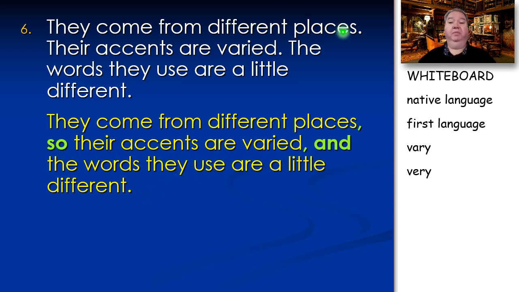So remember, period changes to a comma, capital T changes to a lowercase t. Period changes to a comma, capital T changes to a lowercase t. They come from different places. As a result of that, therefore, so. They come from different places, so their accents are varied, and the words they use are a little different.